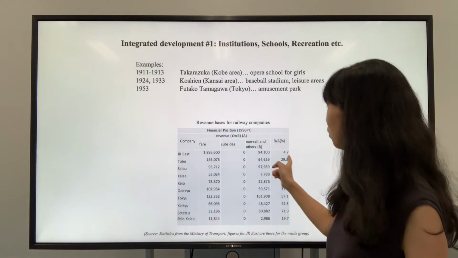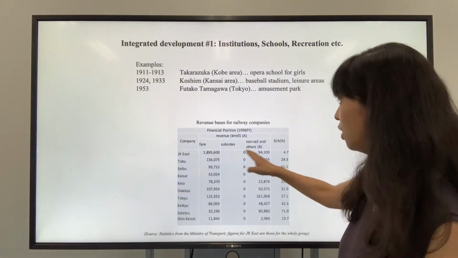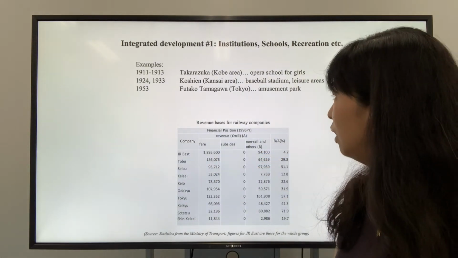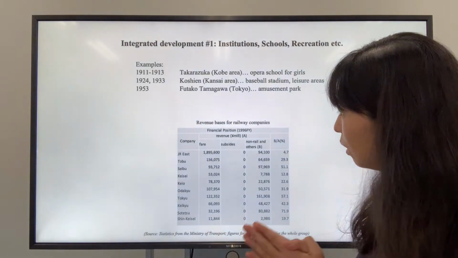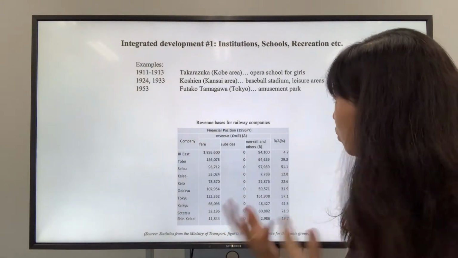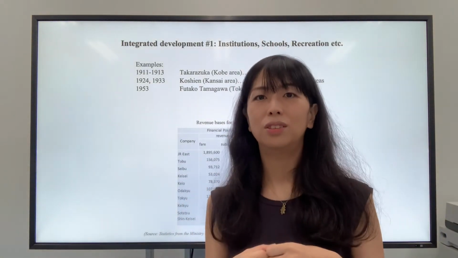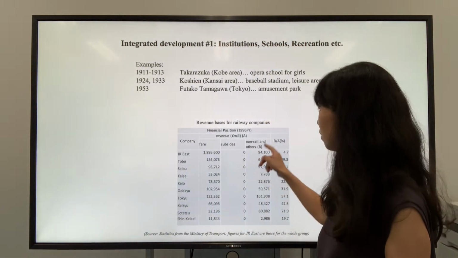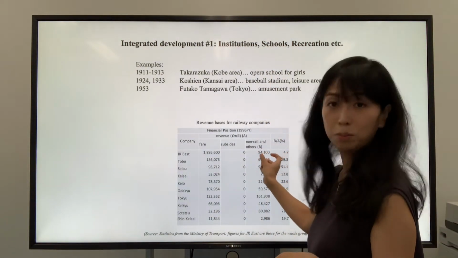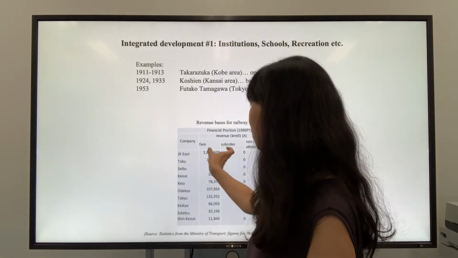And for the JR, why is it so low? Unfortunately, JR, they don't own land, so the only small development that they can do is above the station. So this is why the proportion for this item here is extremely low, and most of the revenue is from the tickets.